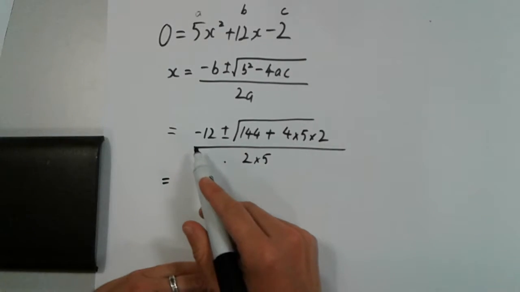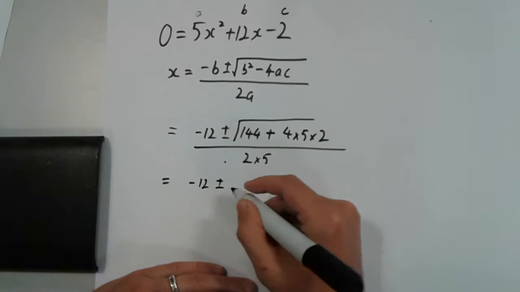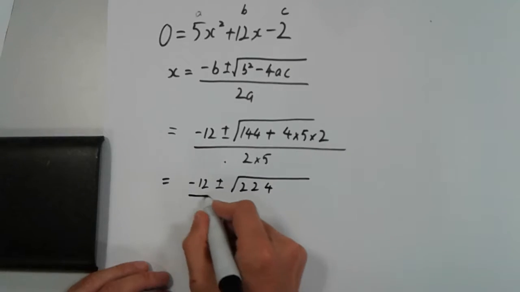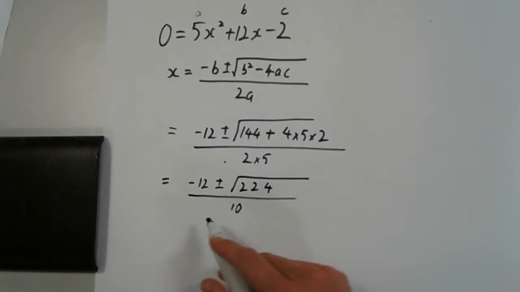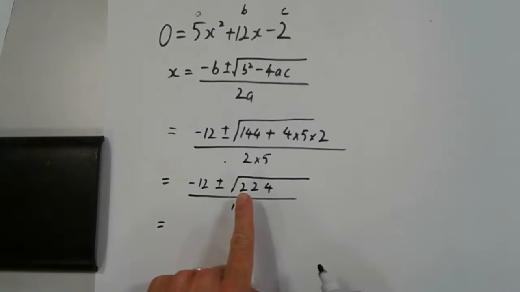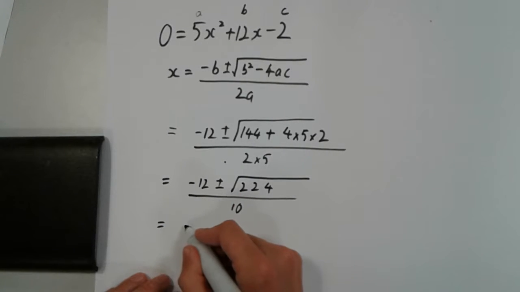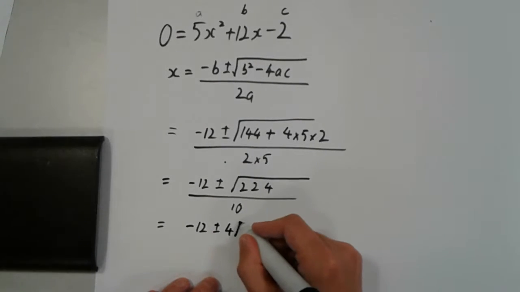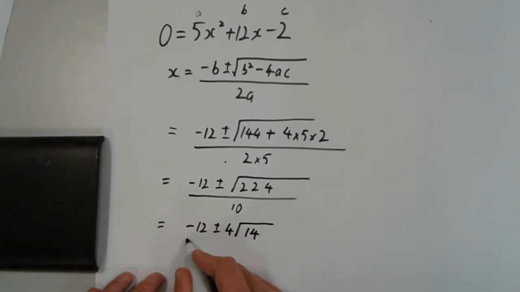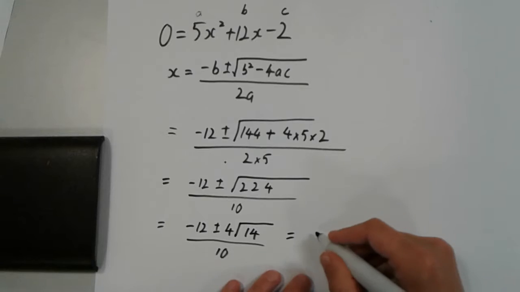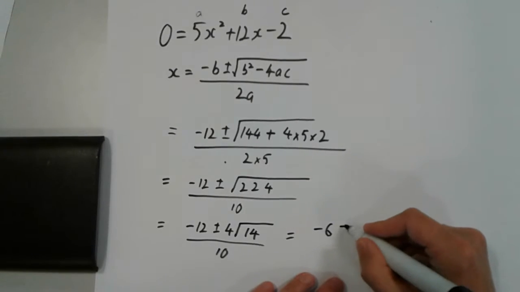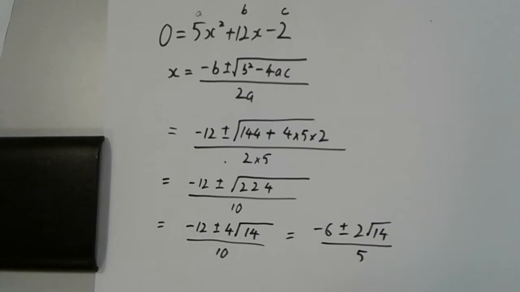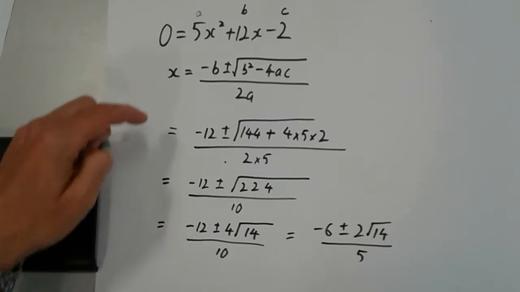Tidying this up, we've got minus 12 plus or minus, and that's going to give us the square root of 224 all over 10. Let's try and simplify this a little bit. That's got a factor of 16 in it, so we can pull out the square root of 16. And that leaves us with 14 all over 10, which gives us minus 6 plus or minus 2 root 14 over 5.